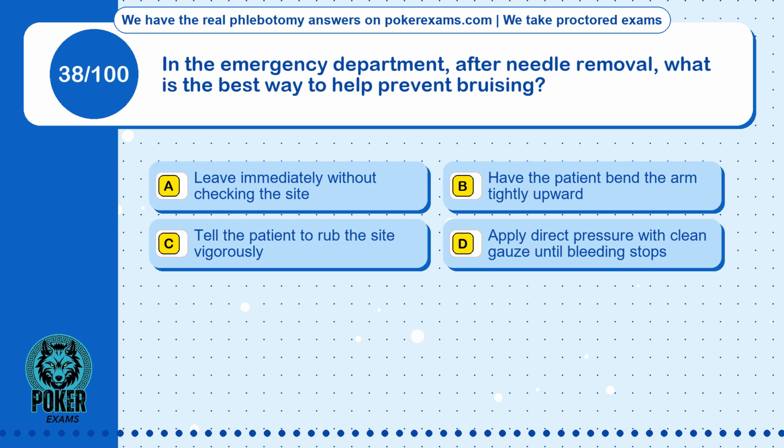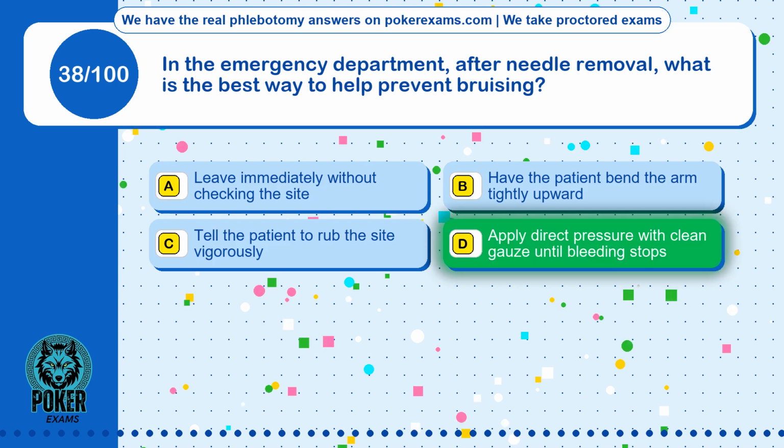Question 38. In the emergency department, after needle removal, what is the best way to help prevent bruising? Option A. Leave immediately without checking the site. Option B. Have the patient bend the arm tightly upward. Option C. Tell the patient to rub the site vigorously. Option D. Apply direct pressure with clean gauze until bleeding stops.